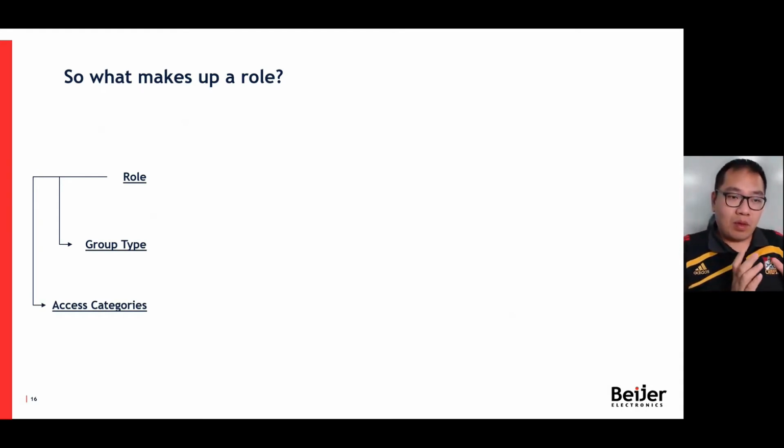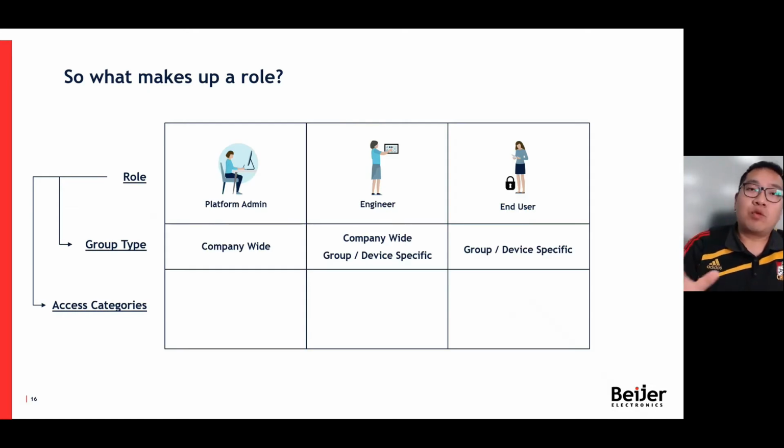In essence, a role has these two distinct attributes. To put that into context, let's imagine a company that has three different roles: a platform admin, an engineer, and an end user. Each has a different kind of group type. Platform admin is basically a company-wide role. Engineer could be company-wide, or group or device specific. That really depends on the structure and what kind of access you want to give when you create the company. Of course, that's really up to you. And then you have the end users, who are often the last customer, the users that are using your machines once you have installed them. Those are usually group specific as well.